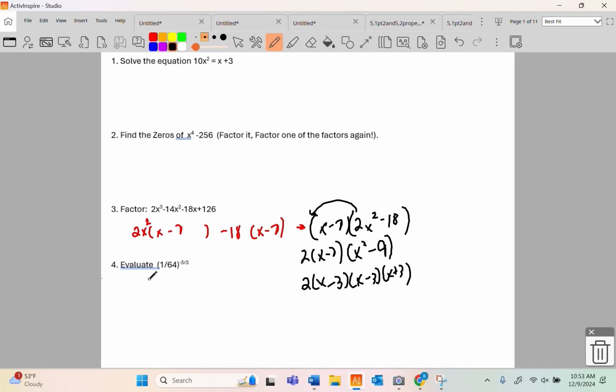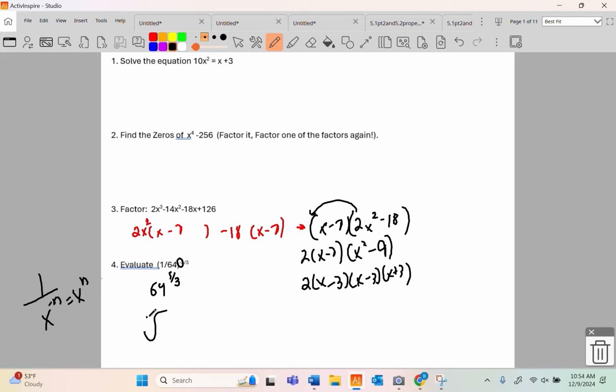Evaluate 1/64 to the -5/3. First thing we're going to do is flip the fraction. This is 64 to the 5/3. That's from that negative exponent, okay? That flips it. That's what it does. That comes from this rule right here: 1 over x to the negative n is x to the n. A negative exponent flips a fraction.